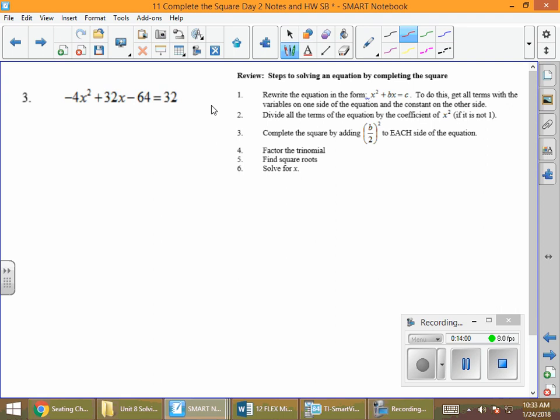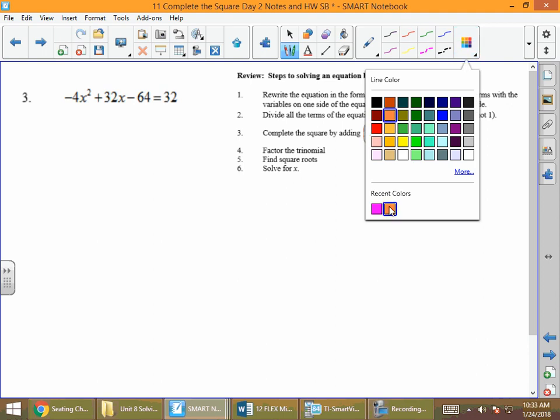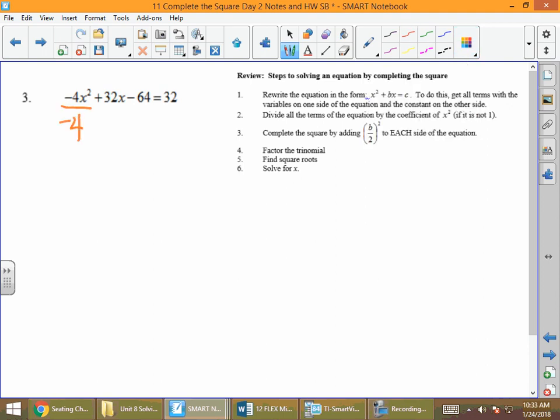And my original method is we have a number in front of the x squared term. So let's divide everything by the number in front of the x squared term. My other method would work just fine, but so will this. So I'll stick with my same method here. When we divide everything by a negative, watch out because we are dividing by a negative, but we get x squared minus 8x plus 16 equals negative 8.